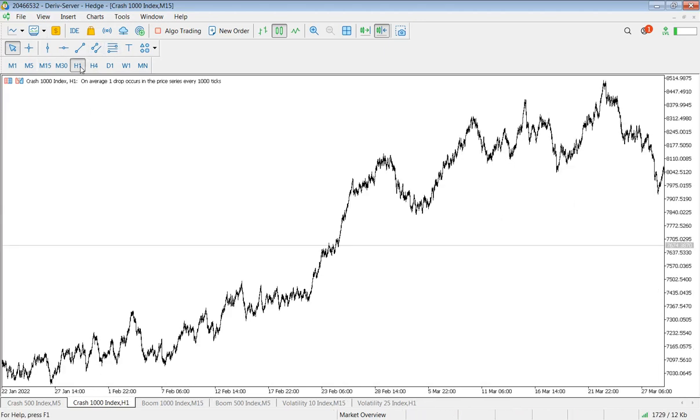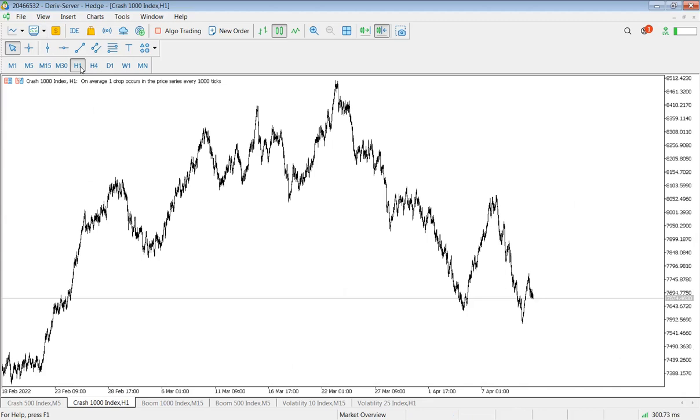So if you want to catch spike, everybody has a different approach when it comes to spike trading. I will give you some secrets that can be of benefit to those that are interested in spike trading.